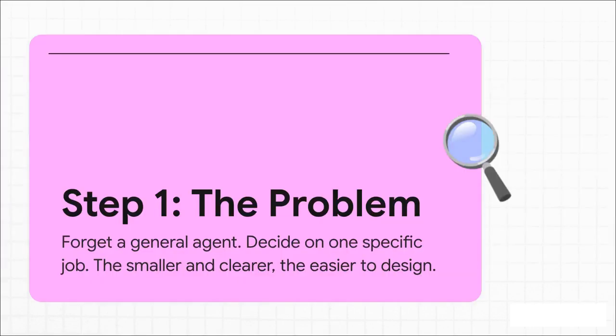Okay, listen up, because this might be the single most important tip in this entire explainer. Forget building some do-it-all super agent. Your first mission should be incredibly small and super specific. Why? Because a narrow scope makes designing, building, and, this is the big one, debugging about 1,000 times easier.